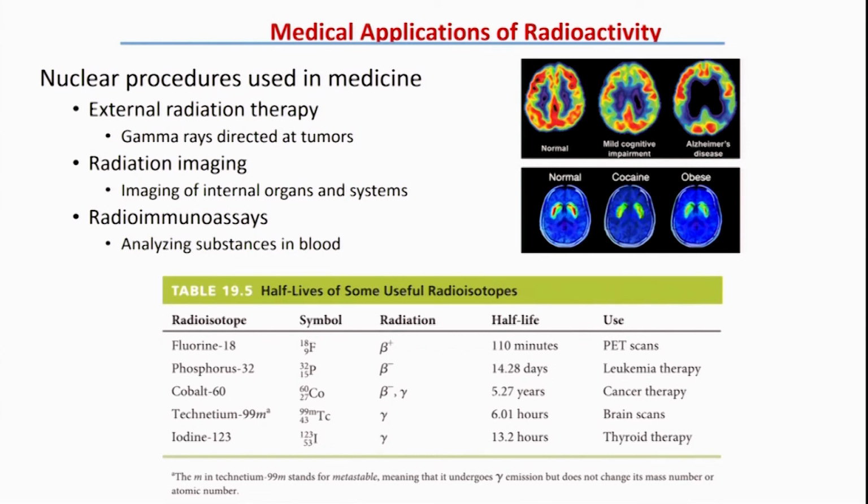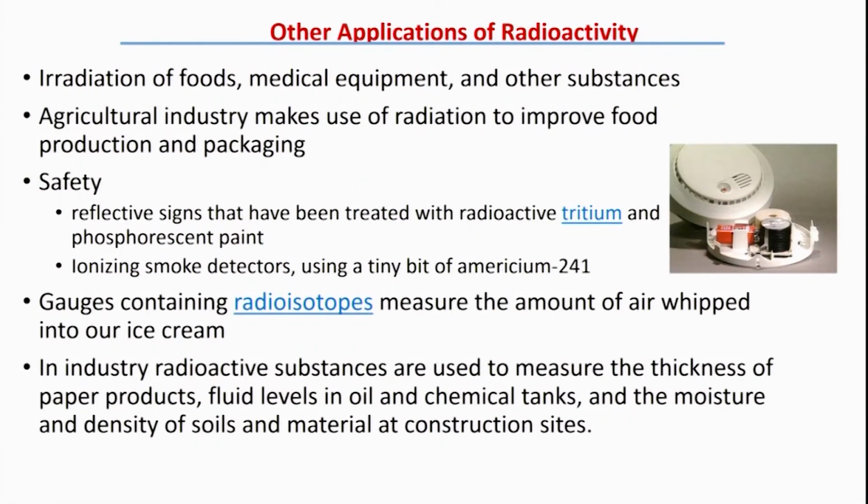Just being able to image things is very helpful to make a good diagnosis. So imaging is useful, using nuclear isotopes for that. Analyzing things in your blood, and you can see here is a whole list of various radioisotopes and some of their uses. So you can see things like PET scans and cancer therapy, brain scans, the iodine-123 we mentioned earlier with thyroid therapy as well.